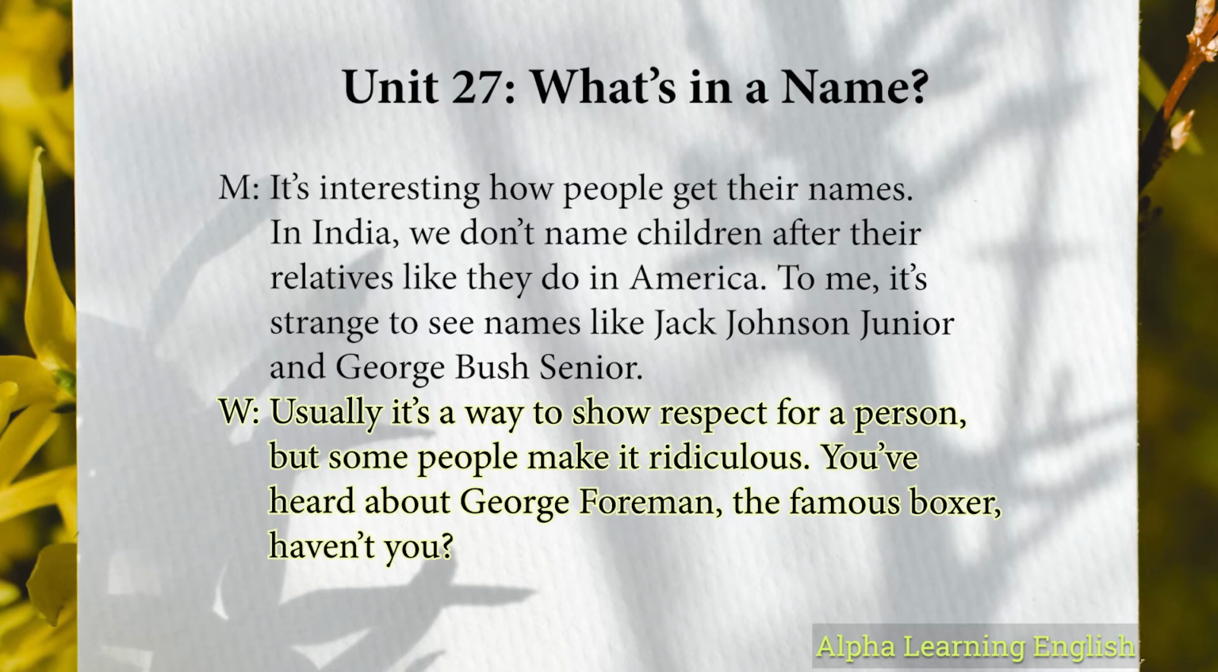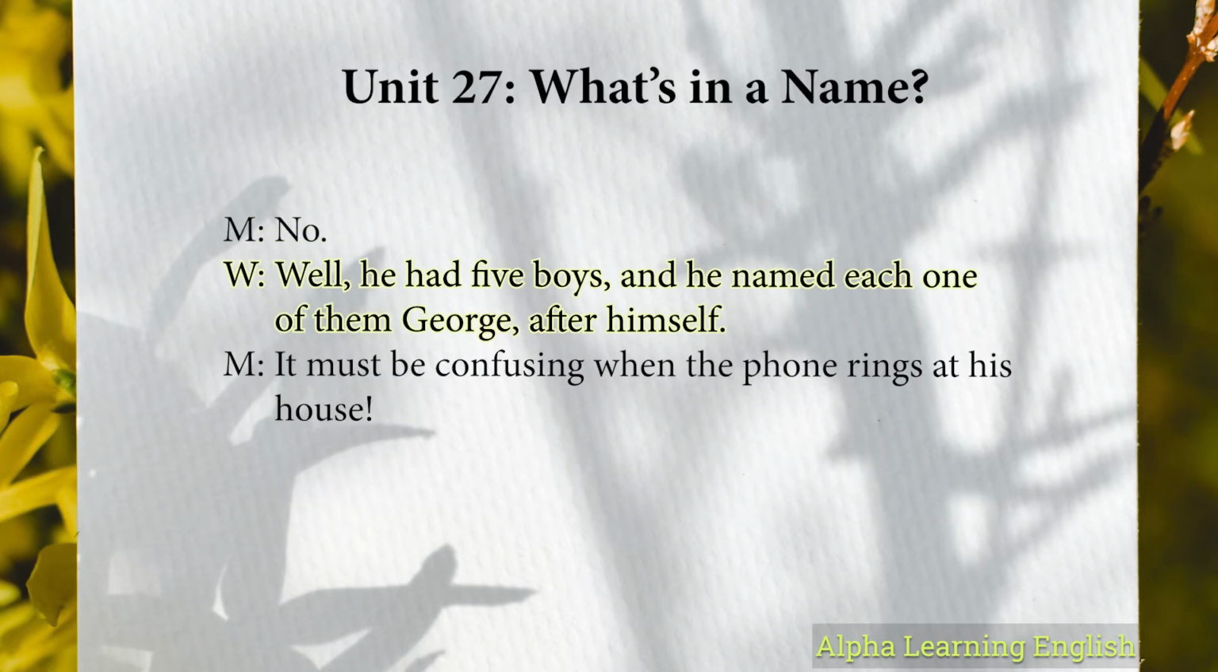You've heard about George Foreman, the famous boxer, haven't you? No. Well, he had 5 boys, and he named each one of them George, after himself. It must be confusing when the phone rings at his house.